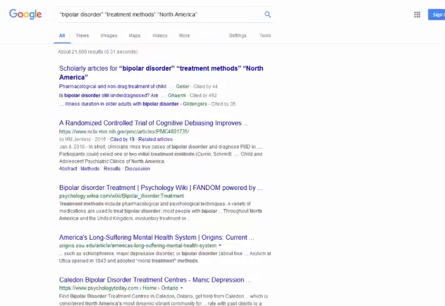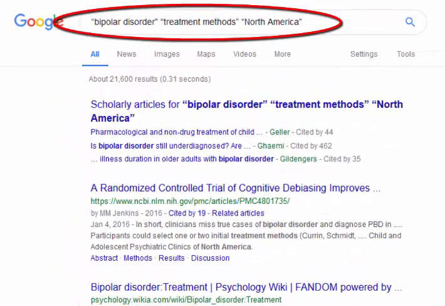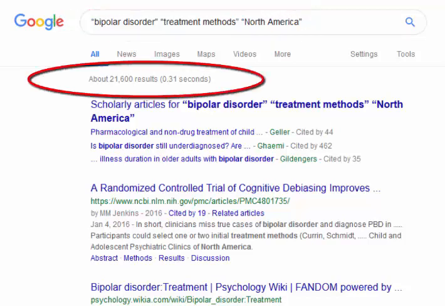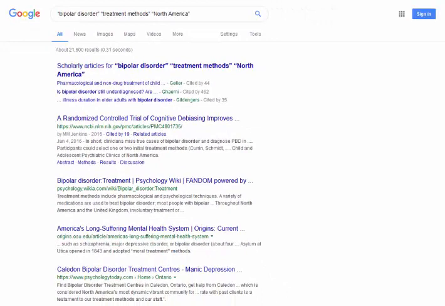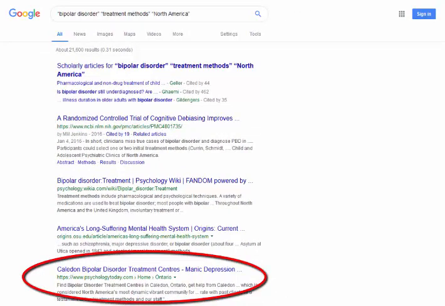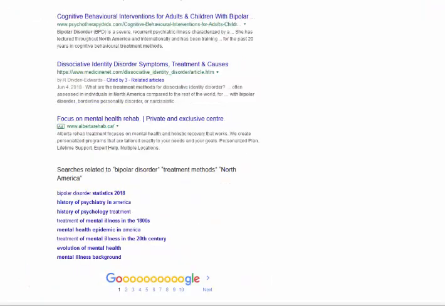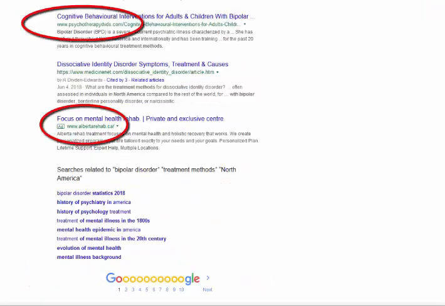For example, I'll search for bipolar disorder, treatment methods, North America. This will reduce my number of search results to over 21,000. This is still a large number of results, but is far fewer than 13 million. My top results look fairly useful, but do remember that irrelevant results will often slip in. Be especially aware of advertisements in your search results.